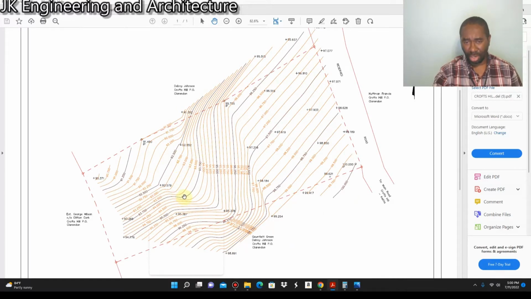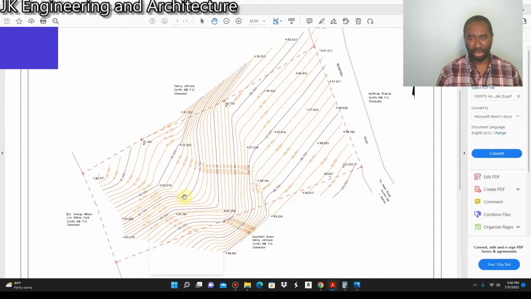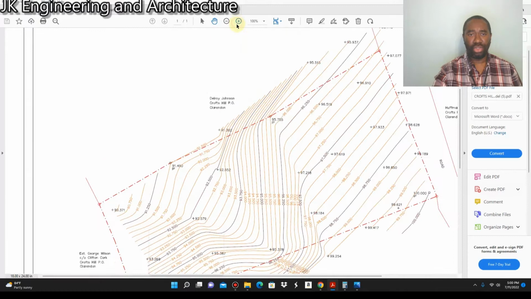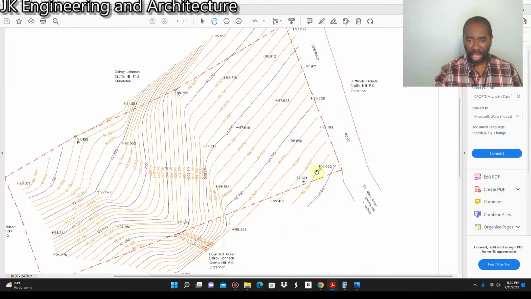Contour lines, as we know them, are lines drawn on maps to indicate heights above a certain datum. As I mentioned before, a topographical survey is used to check the difference in heights of your land so that you can know how to set out your building on your land, so you do not have to do a lot of digging or a lot of filling. So if you look now, let me zoom in. These are your contour lines here.